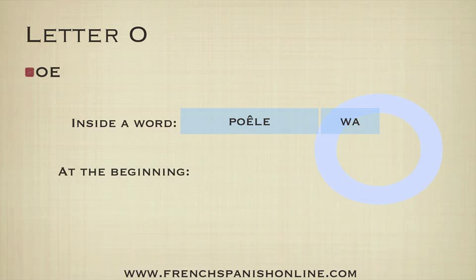Let's see now some combinations of letters. For example, the first one, O and E. Inside a word with a circumflex accent on the letter E, the sound OE is like wa. Here it's une poêle, a frying pan, une poêle. At the beginning of a word, like this part of the body, we don't pronounce the O, we just say œsophage. And because it's a masculine word, we say un œsophage.